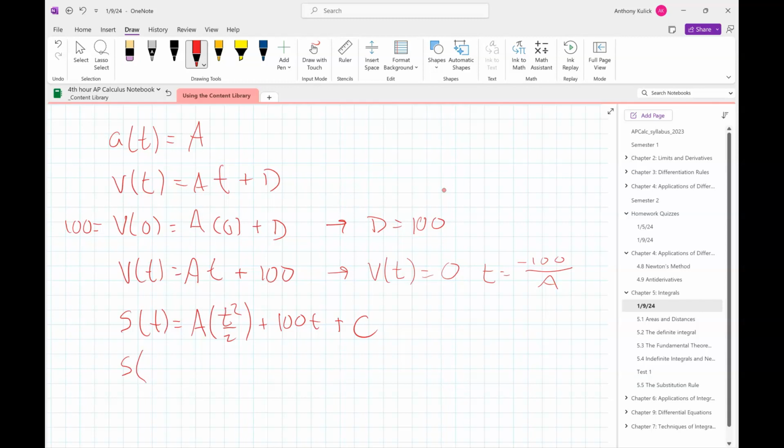So I know that S of negative 100 over a should equal 80, right? Because that's the time it takes the velocity to go to 0. That means the car should just go 80 meters, so I can stop in time. So we can say 80 equals a over 2 times negative 100 over a squared plus 100 times negative 100 over a plus c.